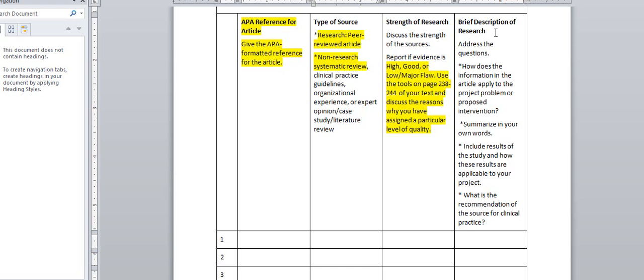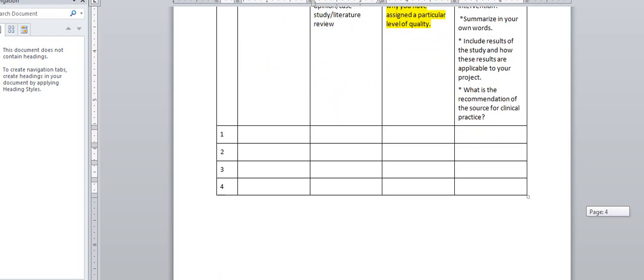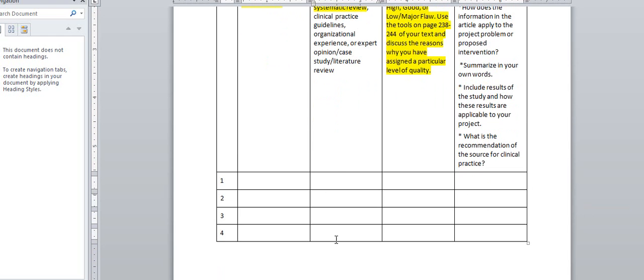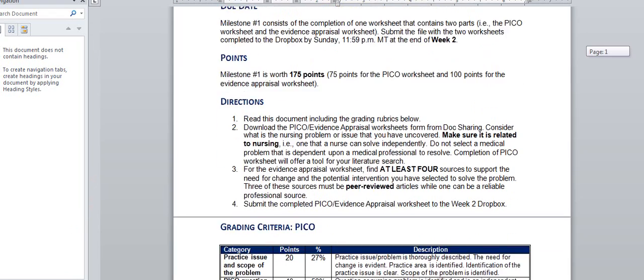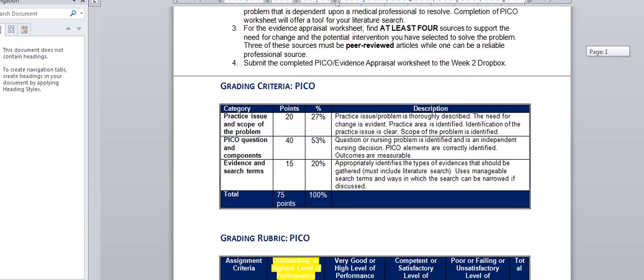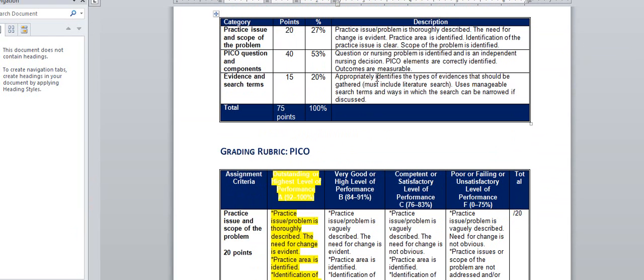So this piece here needs to be extremely thorough. This column alone is worth 50% of the points for this. So you're going to come down and you're going to do all 4 of those, and you will submit this in the Dropbox by Sunday. Coming back over here to the grading, just make sure you download this and take a good look at this.